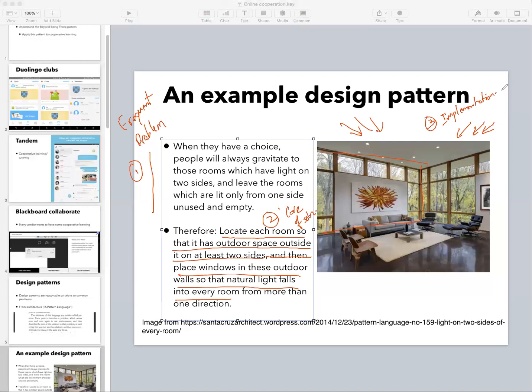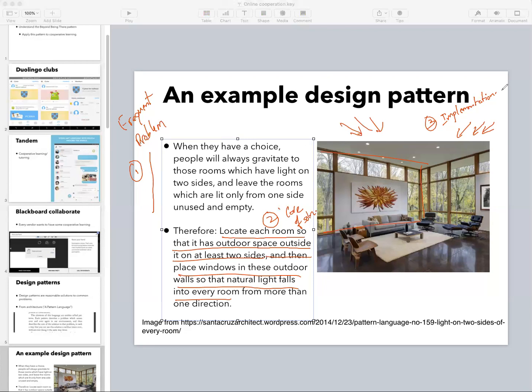I am shortening Alexander's definition a little bit. If you go read his book, you'll also see what has otherwise been termed an anti-pattern, like how not to solve this problem. One example is mirrors in a room, where you can pretend like there's light from two sides of a room, but it doesn't actually achieve the same purpose. It's much better to have outdoor light streaming in rather than have a mirror in the room.